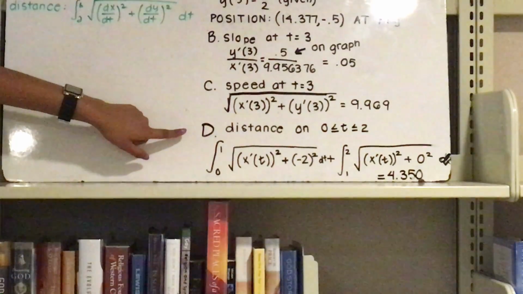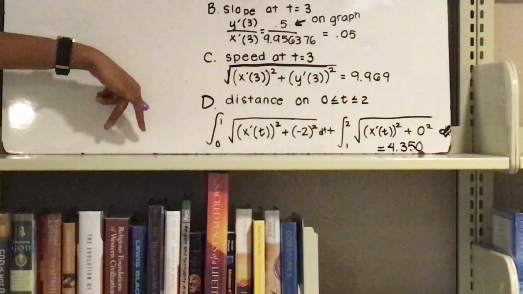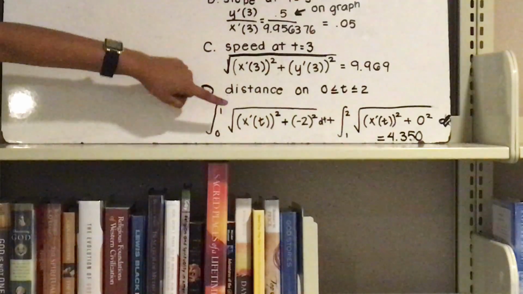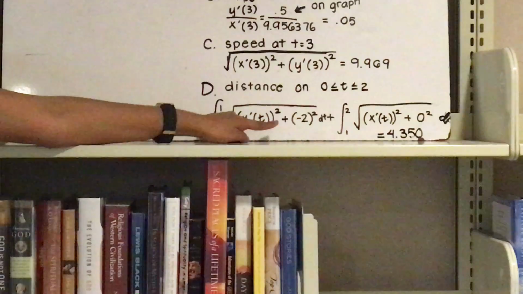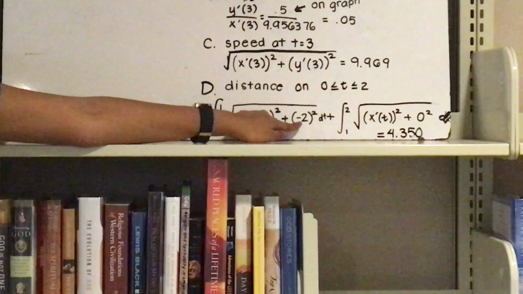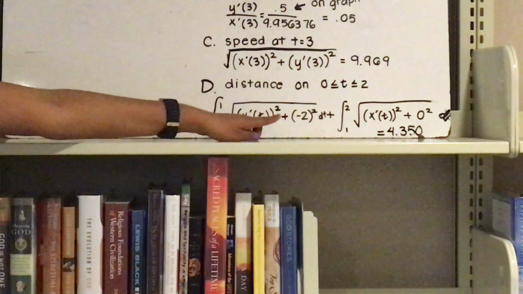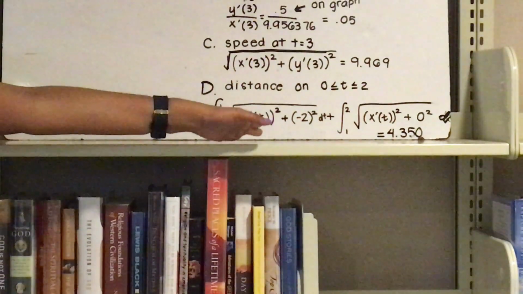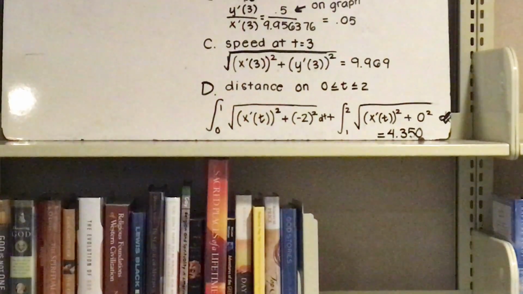And for the last part, they're asking for the distance on 0 to 2, so you want to split it; here they split the integral into 2 parts. So you have the integral from 0 to 1 of the arc length, so that's the square root of x prime of t squared plus negative 2 squared, and they get this from the graph, plus the integral from 1 to 2 of the square root of x prime of t squared plus 0 squared, and the zeros are from the graph. If you did all of the calculations for this, you get 4.350. Okay, I'm breathless now.